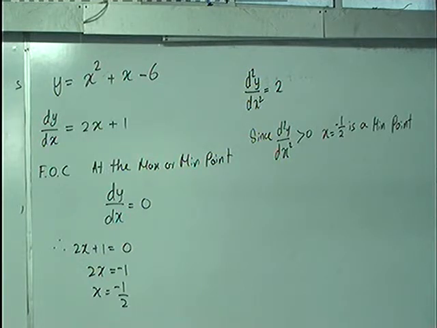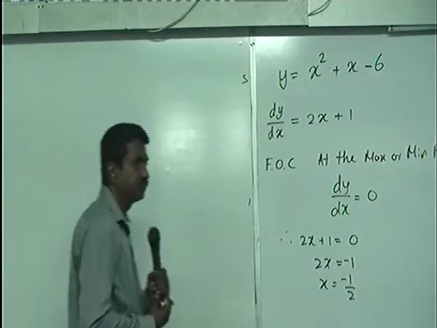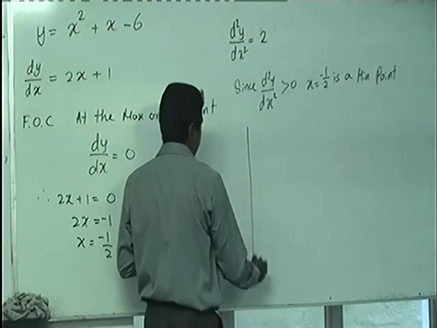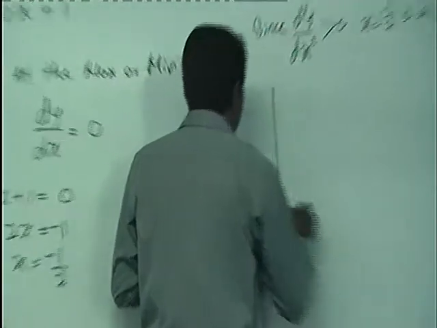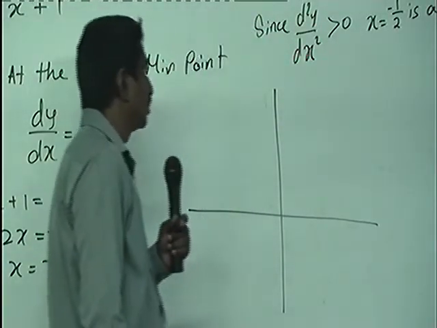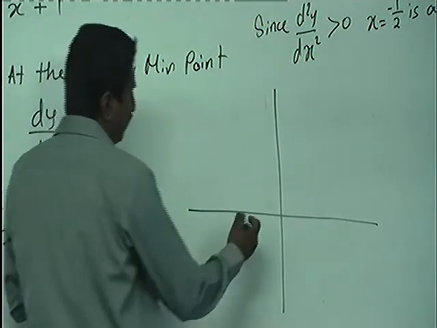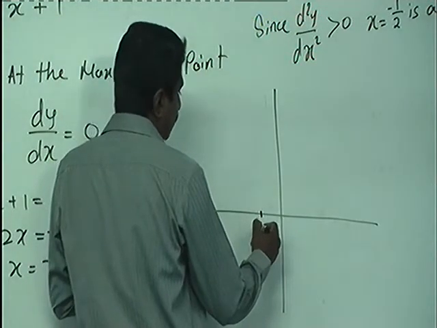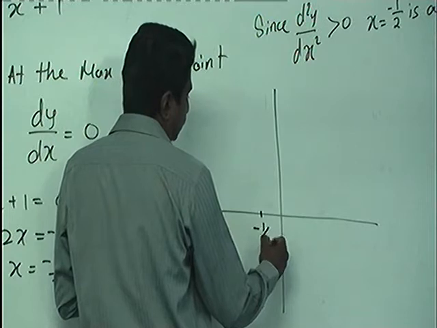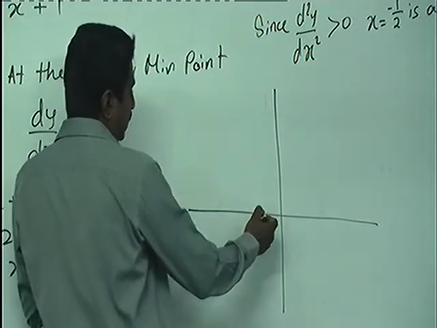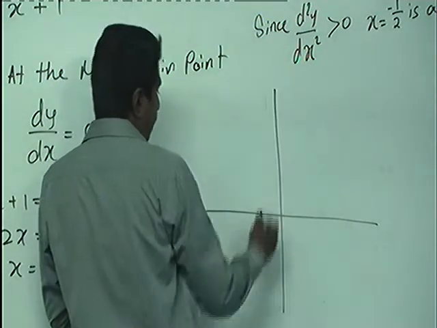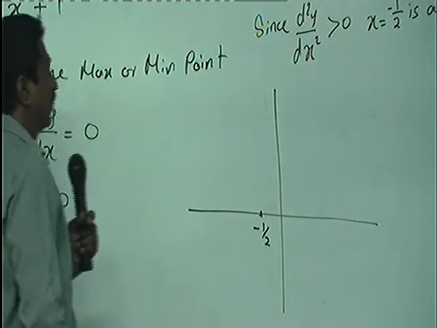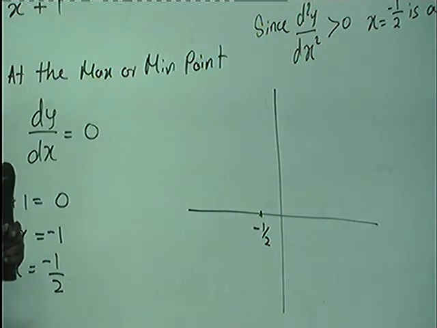Right. Now we'll draw the curve. A rough sketch is enough. We know that x equals minus half is here. Here we have the minimum point. Then we need to calculate what is the minimum value.